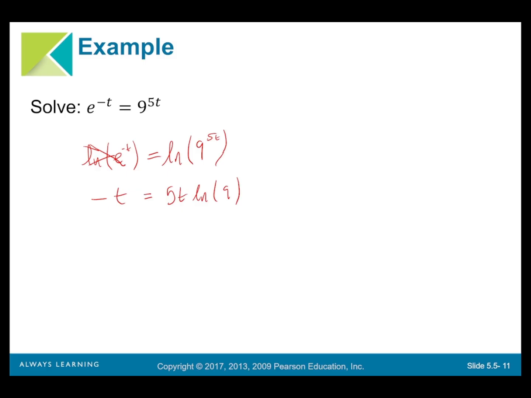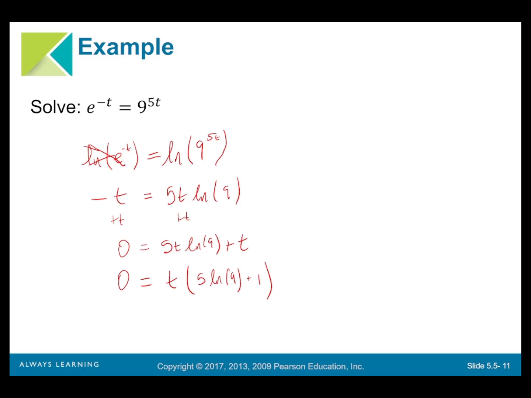Now we have an equation with t's on both sides, and we can't have that. We need all of our t's on one side so that we can solve for it. So I'm going to take the t from the left-hand side and add it to the right-hand side. We get 0 equals 5t ln of 9 plus t, just like this. Now we have two terms with t's in them. Whenever we're solving like this, we factor a t to the front. 5 ln of 9, the t is gone, plus 1.